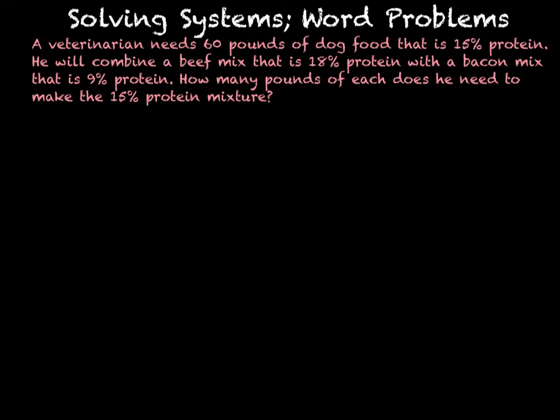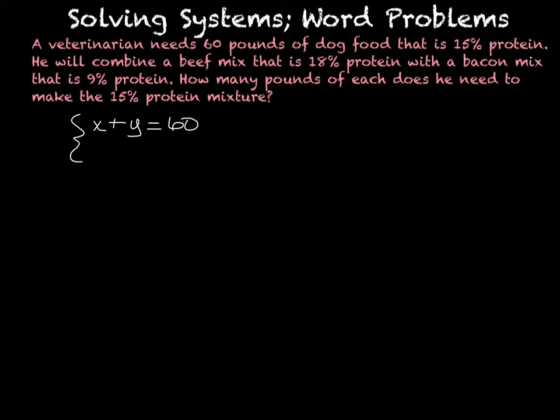First thing we need to do is set up a system of equations. So we know that he needs a total of 60 pounds of food. So the beef and the bacon mix has to equal 60 pounds. So if beef is X and bacon is Y, then we can figure out the percentage of the protein breakdown, because that's the other bit of information.